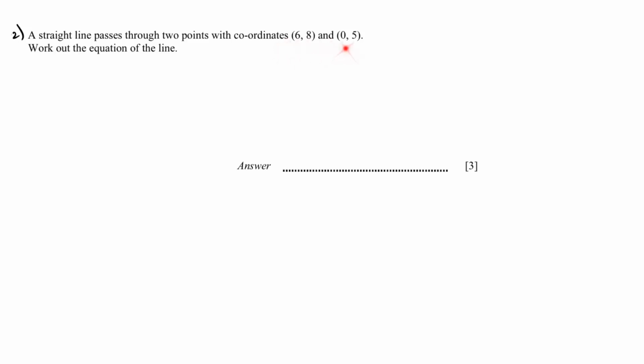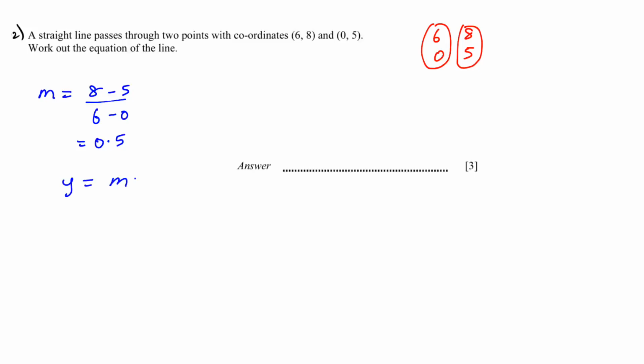Question number 2, again we have been given 2 points. We have to work out the equation of the line. Write the way I showed you. Write 6 and 8, 0 and 5. So in the numerator, to find the gradient, we will do y2 minus y1, so 8 minus 5. And then in the denominator, x2 minus x1, so 6 minus 0, 0.5. Now choose any point and replace in y is equal to mx plus c to find our c.